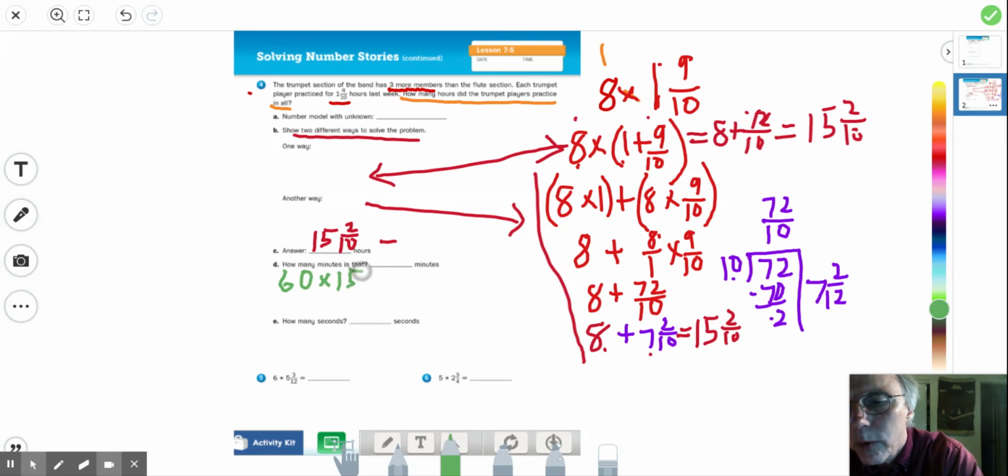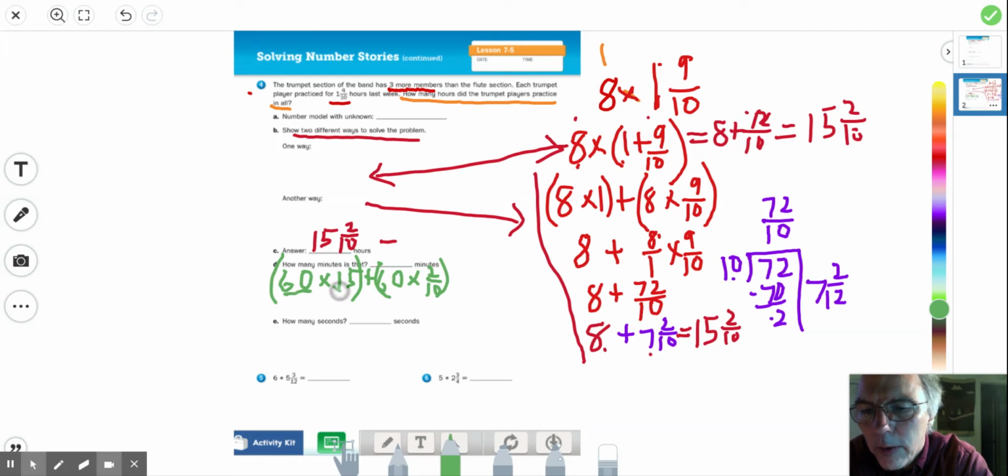And then we'll do 60 times 2 tenths. And those two are going to be added to each other. There's a lot of work on this problem. Aren't you glad I did it? Anyway, 60 times 15. Well, I could do 60 times 10. See the 10 there? And then add 60 times 5.